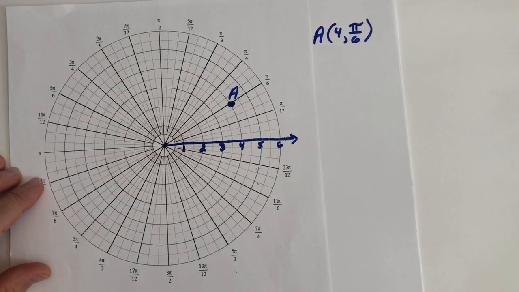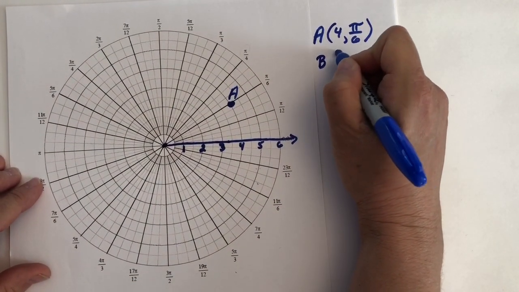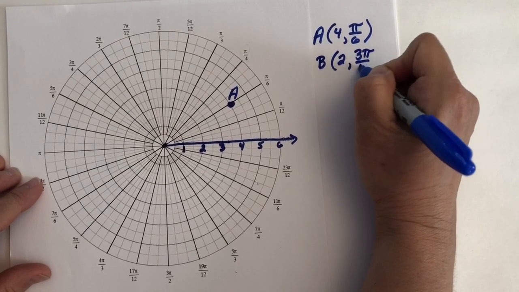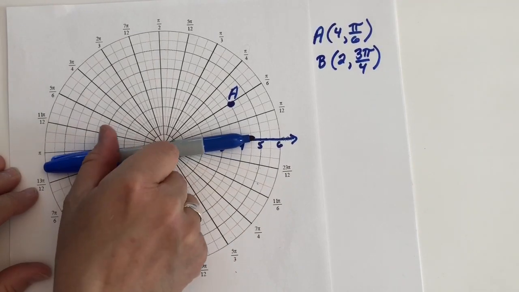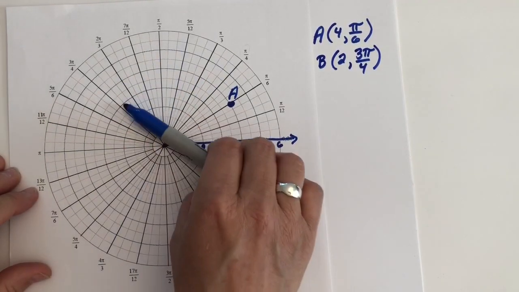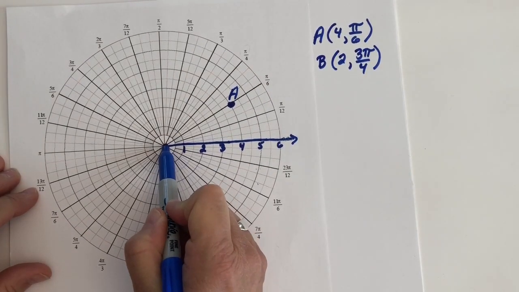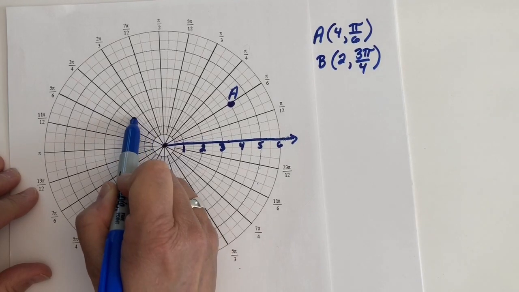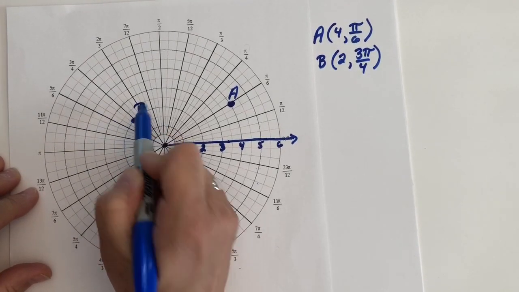Let's graph another point. Let's suppose we have the point B, which is (2, 3 pi over 4). So let's plot that point. So I start here, I turn in the direction 3 pi over 4, and this tells me we're going to go 2 units in that direction. So starting here, that was 1, 2. So here's the point B, right here.